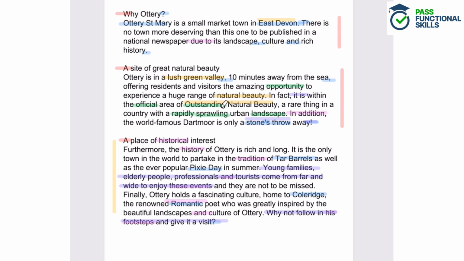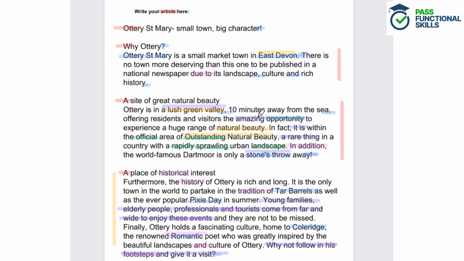We've got positive adjectives that have been used to describe the place. So we've got, for example, "lush green valley". It just makes it sound really nice and appealing. And then we have things like "a rare thing". And this phrase encourages the reader by making it seem like a unique experience to enjoy this beautiful area. And it is "an amazing opportunity". So the writer really clearly presents the idea that this town is not to be missed.